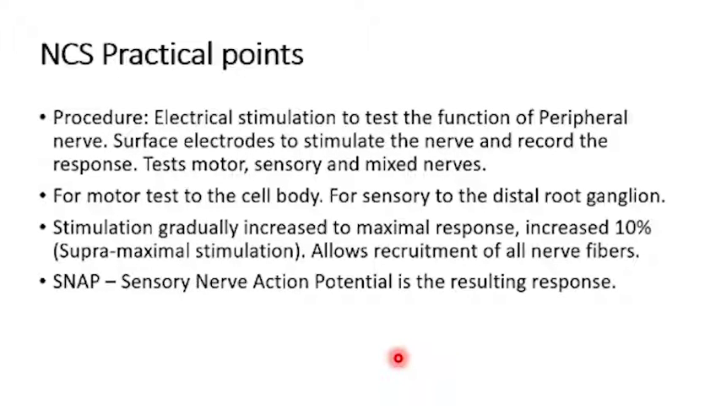So the procedure is done as he has described. What it does is test the motor, the sensory, or both motor and sensory mixed together. Normally, the way you get an impulse is you give an electrical current until you get a maximum response. So you look at your amplitude and the amount of nerves being activated. Once you think you've reached the threshold where all nerves are being activated, you go 10% above that. This is what is described as supramaximal stimulation, and the reason we do that is to make sure that all nerve fibers are recruited.